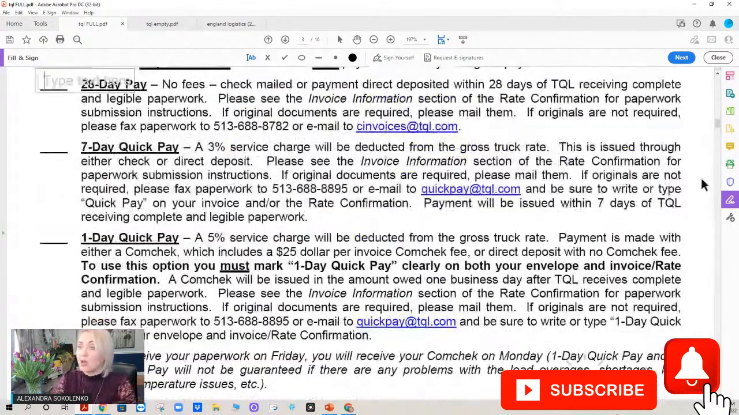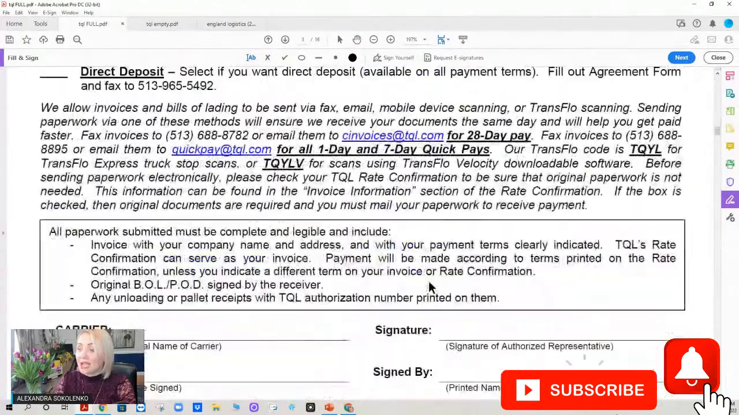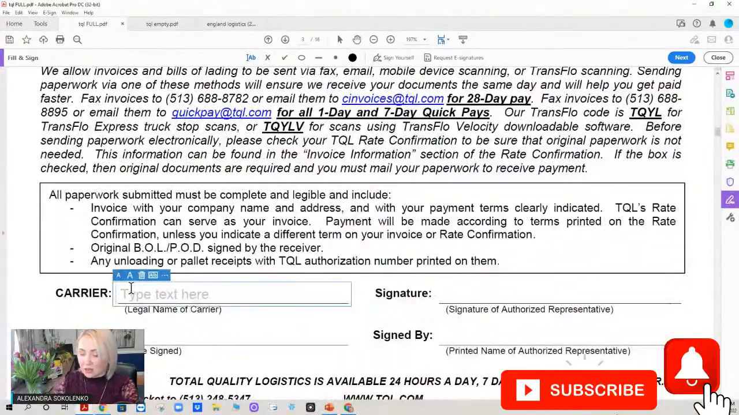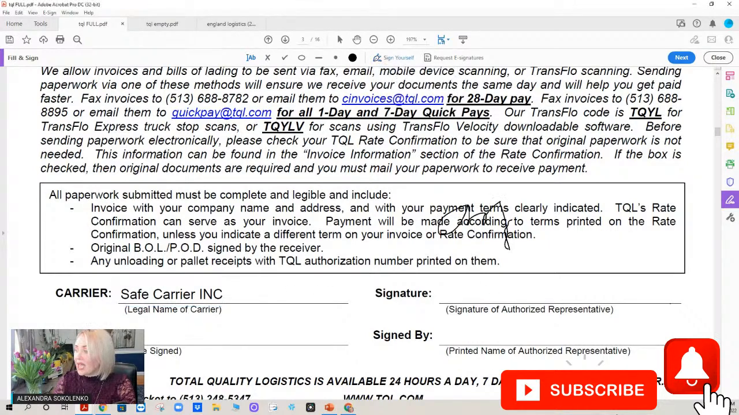So let's go back. We know that in this case, we do have factoring. So here you go. We're going to go here and do what? So what is the legal name of the carrier? So we put that it's what? Save Carrier Inc. Who is going to sign here? Well, it has to be the signature of the owner of your carrier.